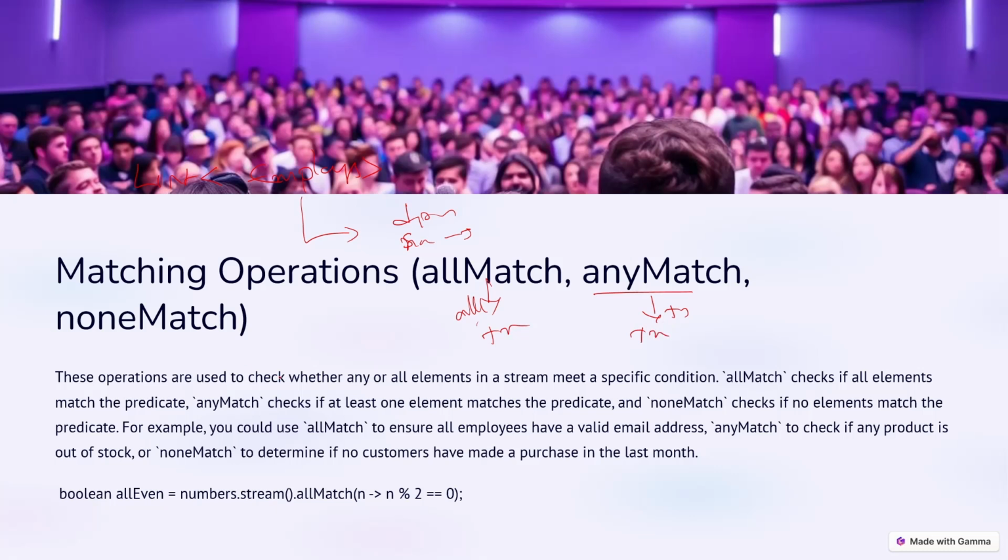Okay, so let's see an example for this. What will it return? All these return Boolean values, whether true or false, only that it will give. Okay, got it?